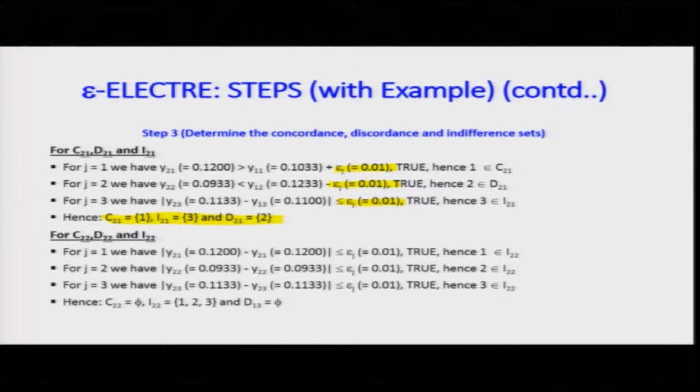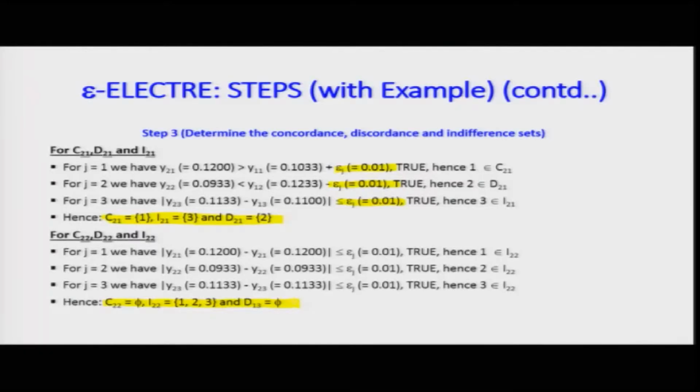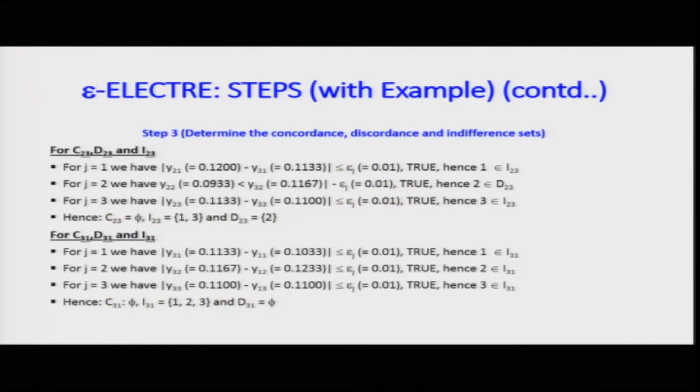So, obviously in that case the null set would be C, null set would be D, and the I set would have all the elements, which is I_ij, where j is equal to 1, j is equal to 2 and j is equal to 3. Now, I will go to the next level, which would be C22, C23, D23, I23.